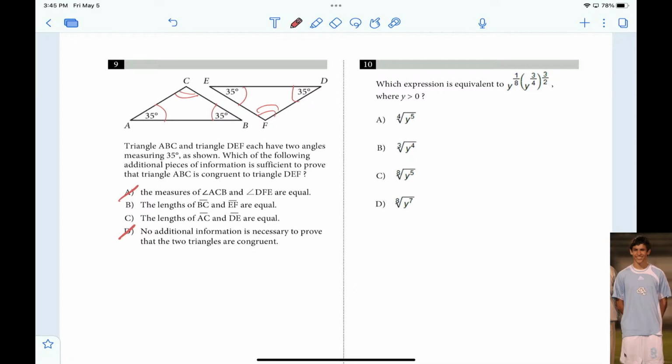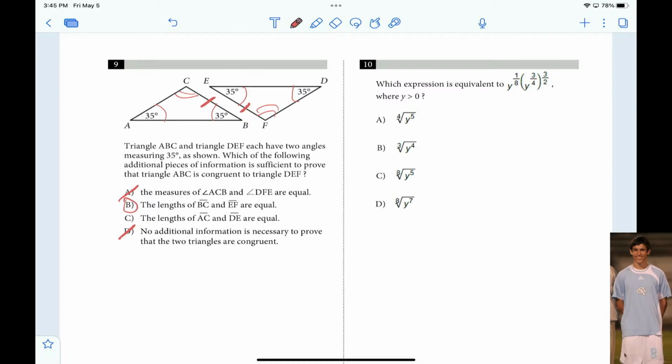So B says the length of BC, so that is this side, is equal to EF. And the reason why that would be our answer is because those two sides are the same and they're in the same part of each respective triangle. So we now said that they have two sides that are the same.